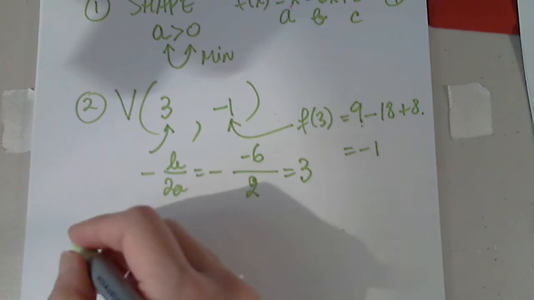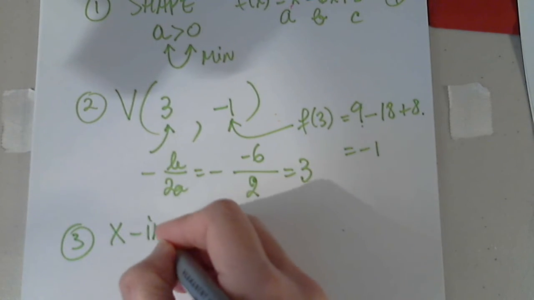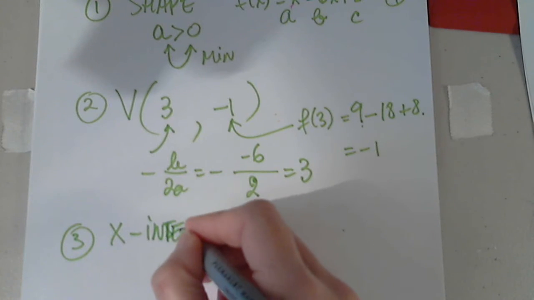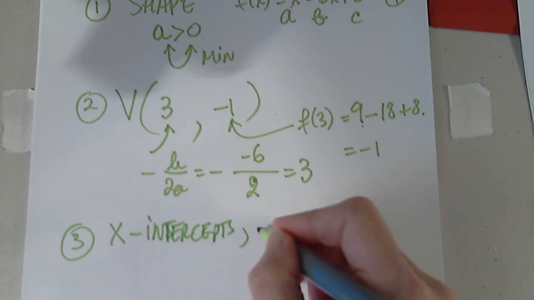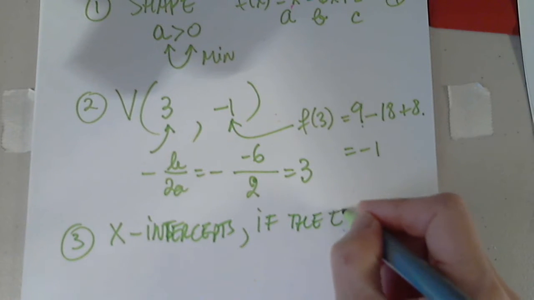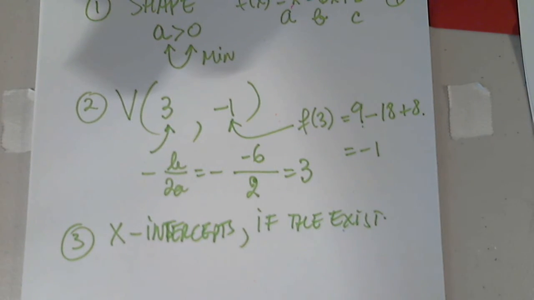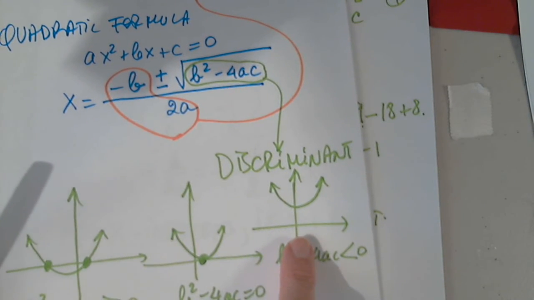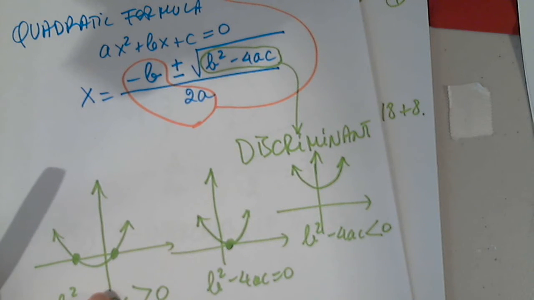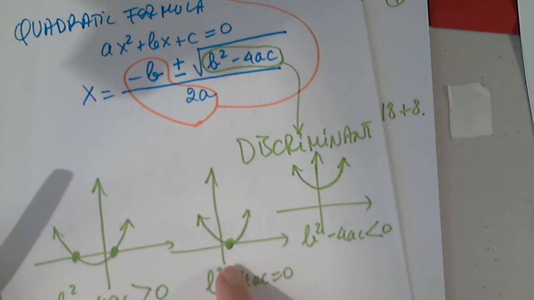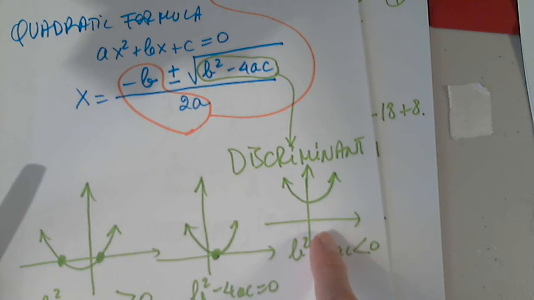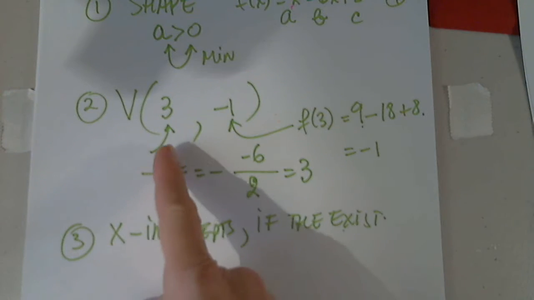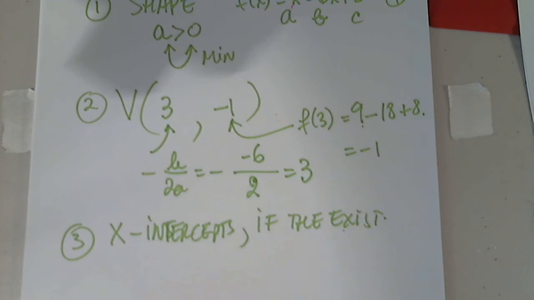Good. In step 3, x-intercepts, if they exist. What does that mean, if they exist? Yes, they don't have to exist. Two distinct real solutions, one real solution, no real solutions. They don't have to exist. However, I know that the vertex, that's another very important point, is at 3 comma negative 1.